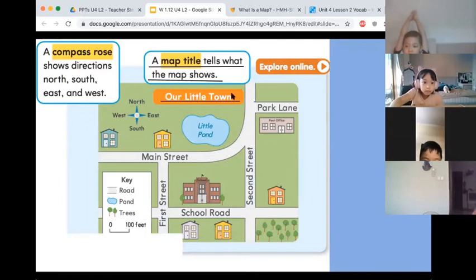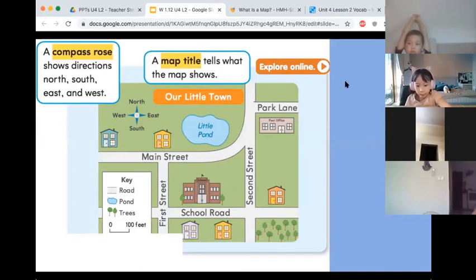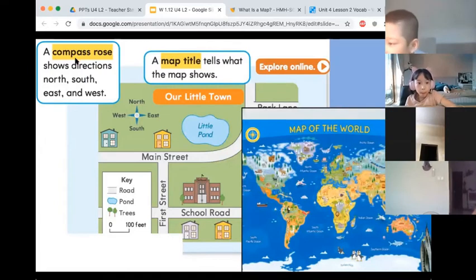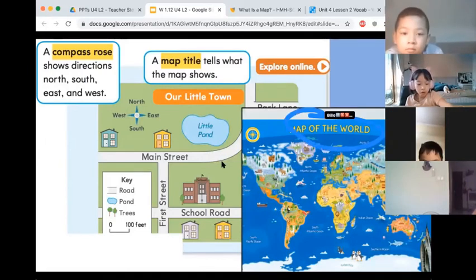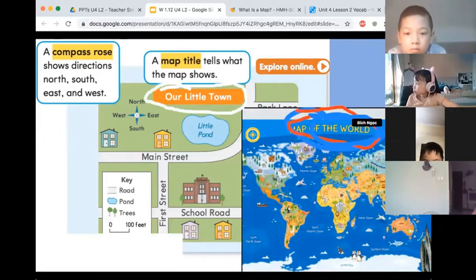Yes, this title tells me that this is a map of a little town. Not a big city, not the land and the water, it's of a town. It tells us what the map shows. For example, everyone, please circle the map title on this map. And Minha, what is the map title on this map? Can you tell me?